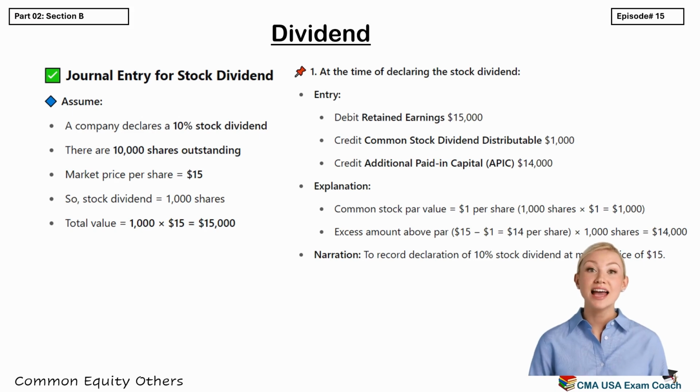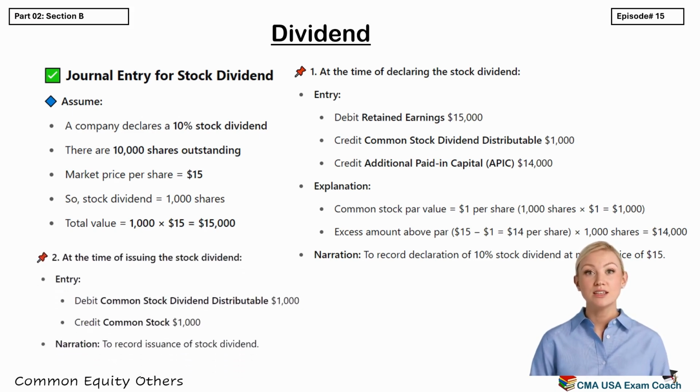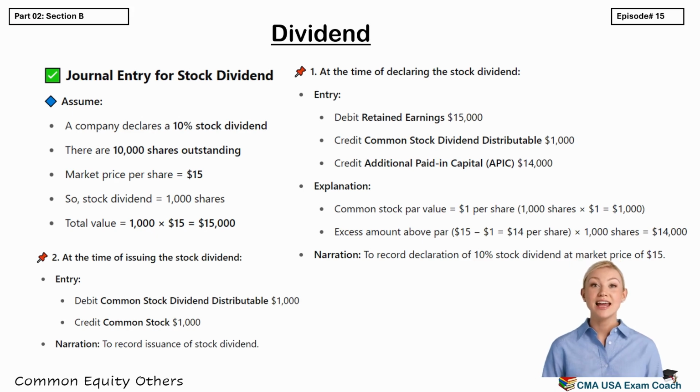Later, when the company actually issues the new shares, it will debit common stock dividend distributable by $1,000 and credit common stock by $1,000. This final step moves the amount from a temporary holding account into the permanent equity account for common stock. And that's how we account for both cash dividends and stock dividends. Remember, cash dividends reduce both retained earnings and cash, while stock dividends reduce retained earnings and increase the equity in the form of common stock and APIC.